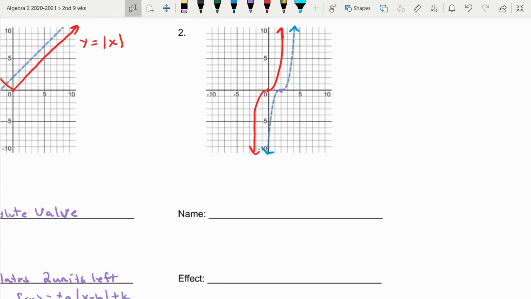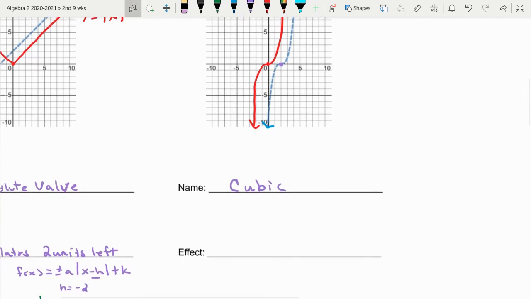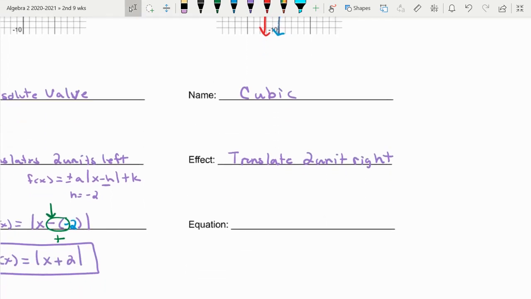All right, so cubic parent function, or you can write cube. All right, the effect: translate 2 units right. All right, and then the equation. So again, a, h, k. No up and down, so k is 0, no vertical stretch or compression, so a is just 1. And then your h, it moved 2 units to the right, so that means it's a positive 2.